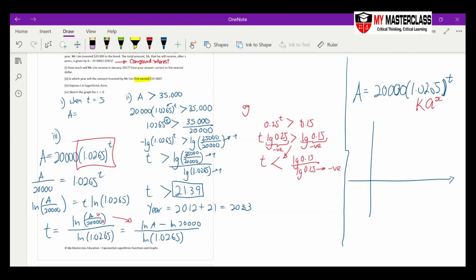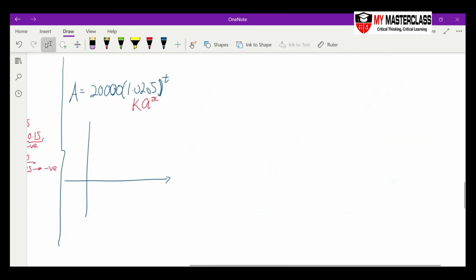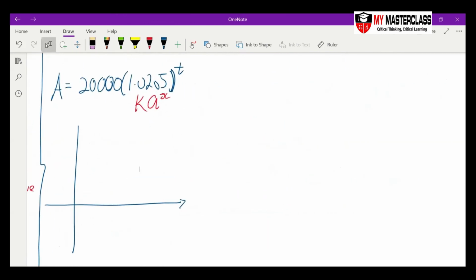Whenever you have a time kind of question, remember not to draw anything less than 0. So this is t, and this is A. Your y-intercept here is 20,000. Remember the y-intercept is always the k. Sorry, not asymptote, the y-intercept. And it goes all the way up.